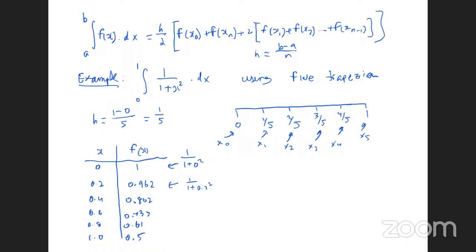So now that you have all the values, all we have to do is go to the trapezium rule formula and just plug in all the values. So I plug in the trapezium rule. It will be h over 2. What's h? h is 0.2, so 0.2 over 2.